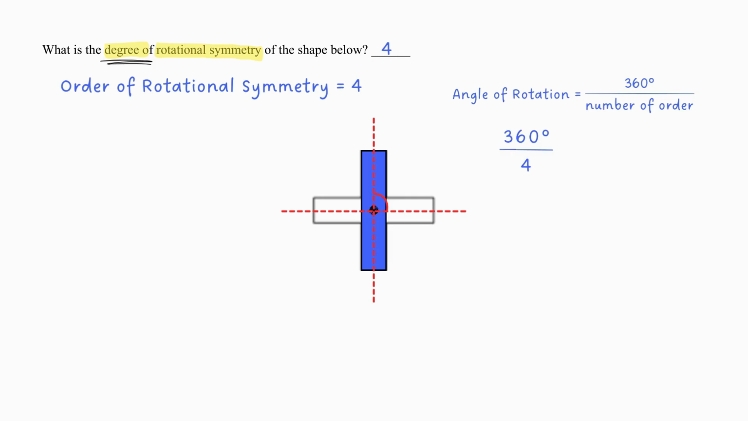360 degrees divided by 4 is equal to 90 degrees. The degree of rotational symmetry for this shape is 90 degrees. This means every time you rotate the cross by 90 degrees, it fits perfectly back into its original outline.